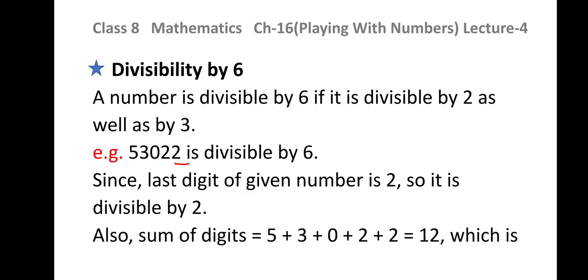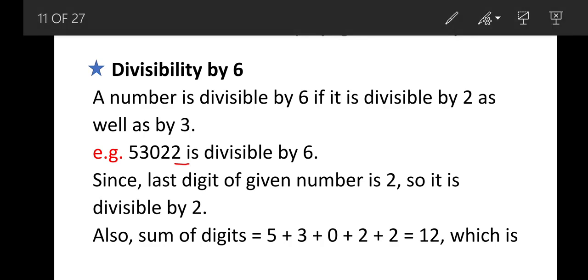Also, the sum of the digits. What is the divisibility rule of 3? The divisibility rule of 3 says that a number is divisible by 3 if the sum of its digits is divisible by 3. So, here to find whether the given number is divisible by 3, what have we done?